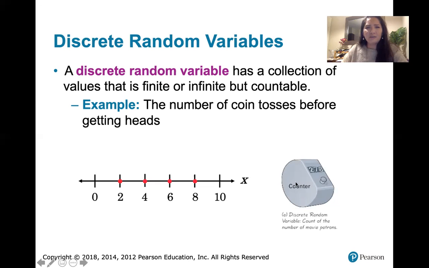Or here's another example of a discrete random variable. The count of movie patrons at a movie theater. If every time somebody walks through the door, we press the counter, and somebody walks through the door again and we press the counter, and somebody walks through the door again and we press the counter. And maybe you've done that 278 times. Well, that is a discrete random variable. Theoretically, you could go on forever. You could keep counting indefinitely. So that value might be infinite but countable. And it would still be discrete because we can count it.